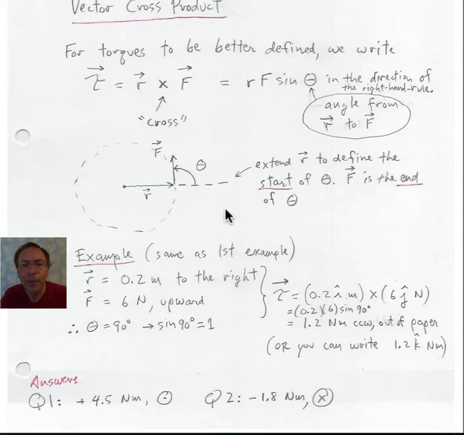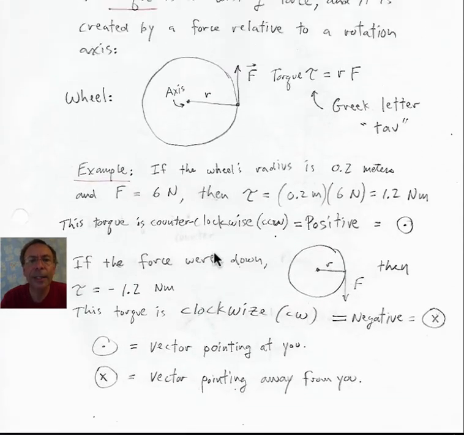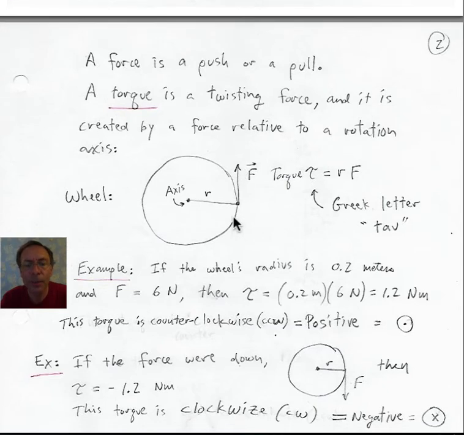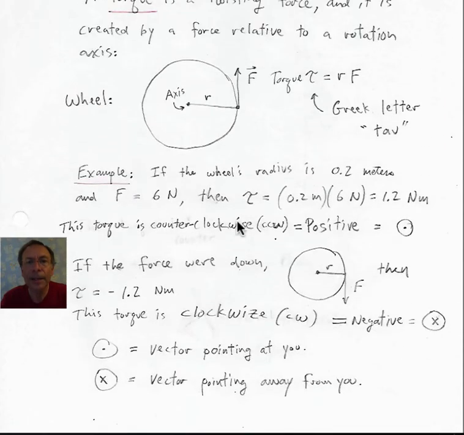Let's have an example of doing a cross product. I'm going to start with an example based on the first example we did, which is this one here. R was 0.2 meters, from here to here was 0.2, and the force was 6 newtons. And the angle, right? If I extend R out this way, then the angle is like so, and that's 90 degrees in this case.